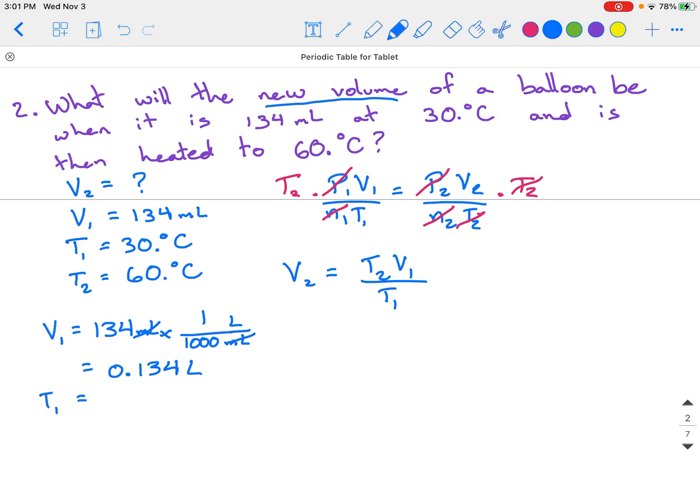T1, you have to add 273 to 30. So that'll be 303 Kelvin. T2, you're going to do 273 plus our 60. So that gives us 333 Kelvin.